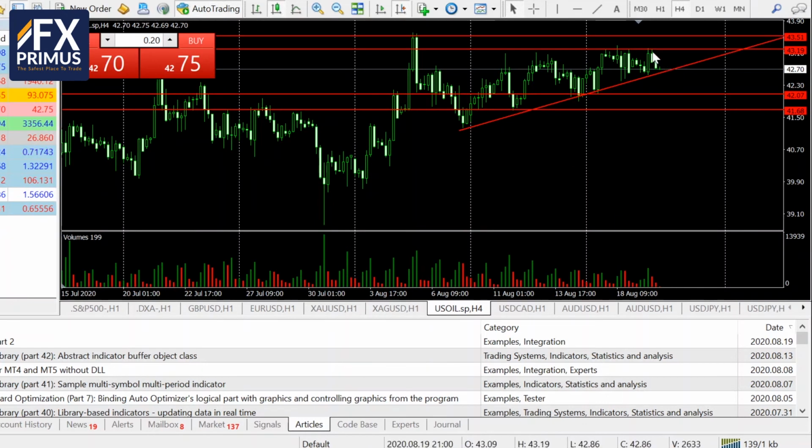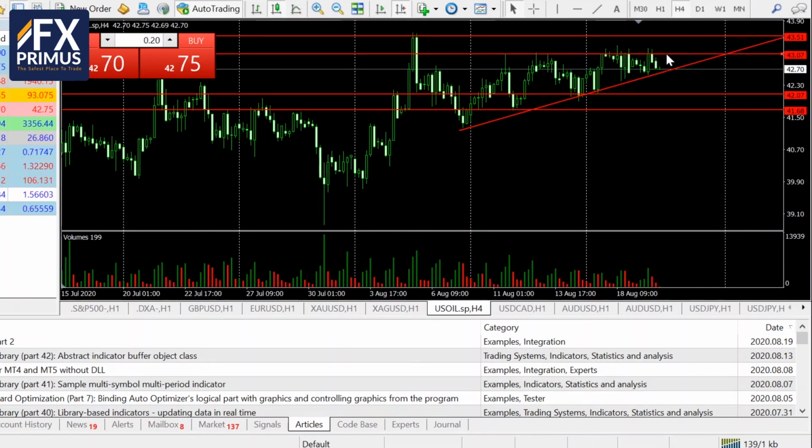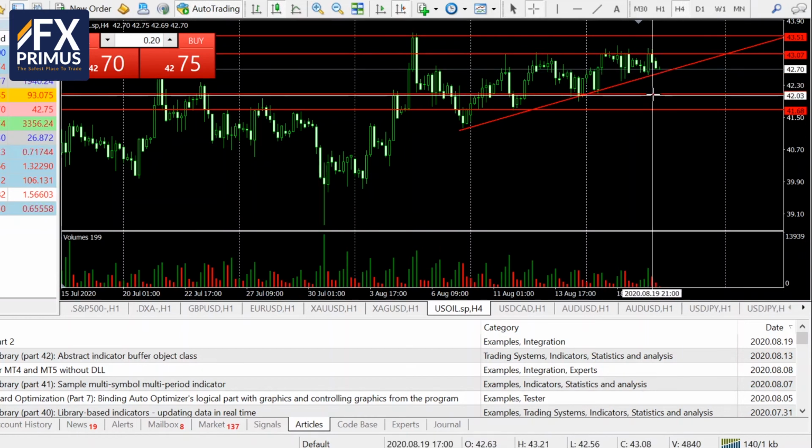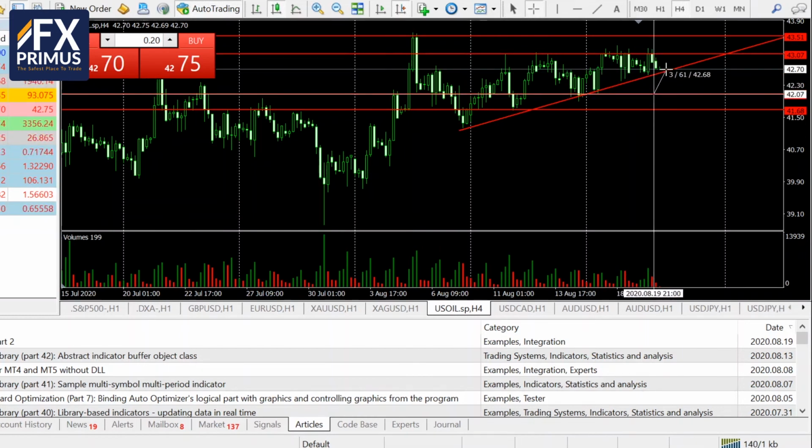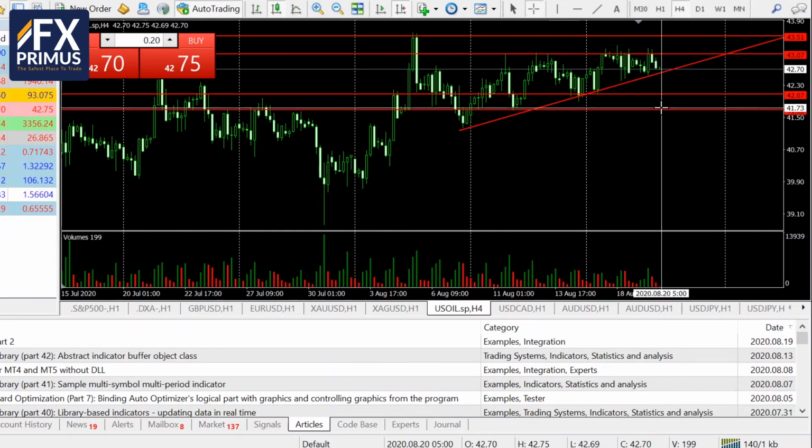But be very careful. It really cannot get past this resistance, and if it breaks this bullish trend line, it could go back down to test $42 initially, and if it weakens further, it could test $41.68 at the next support level.